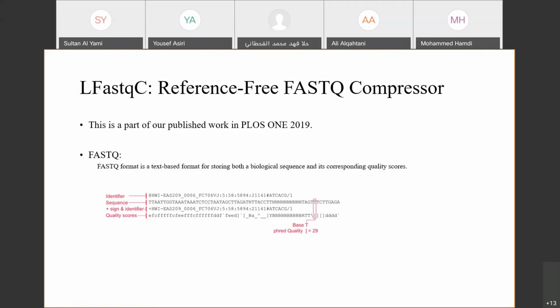And the 4 streams come in this order. The first line is the identifier, which contains information about the sequence and the machine used to generate it. The second line is the sequence itself. And the third line is the plus sign, and it's optional to have the first line next to it. And the last line is the quality score corresponding to the sequence.